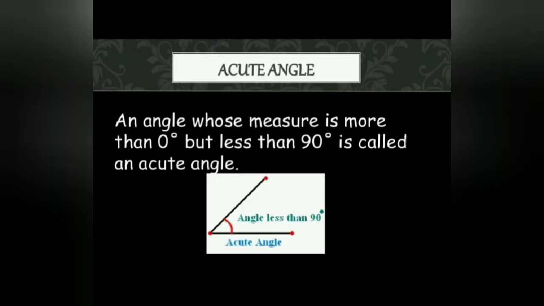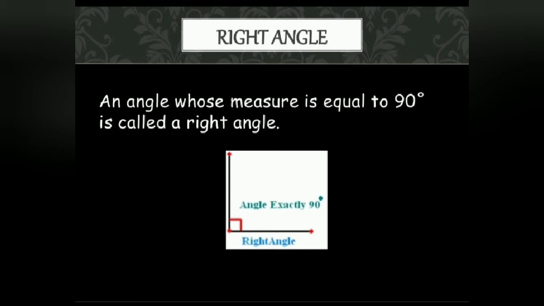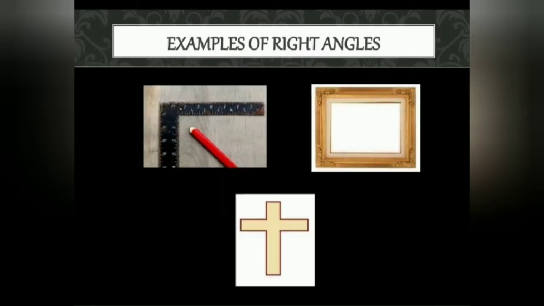Acute angle. An angle whose measure is more than 0 degree but less than 90 degree is called an acute angle. These are the examples of acute angles. Right angle. An angle whose measure is equal to 90 degree is called a right angle. Example of right angles.